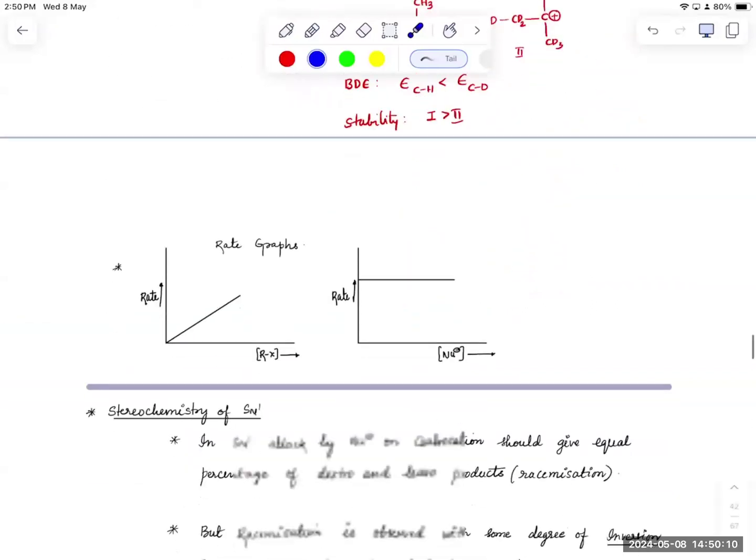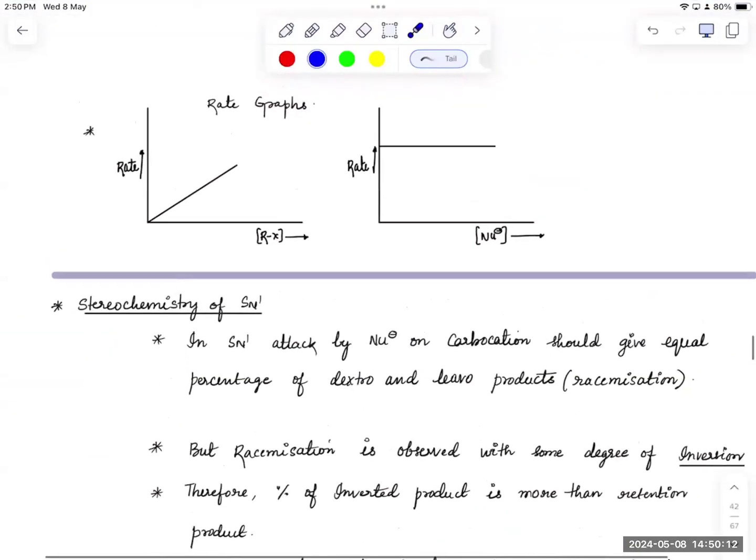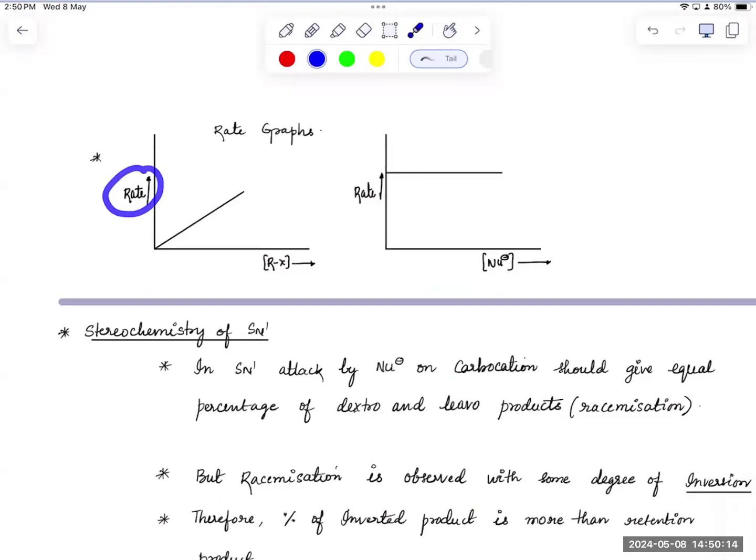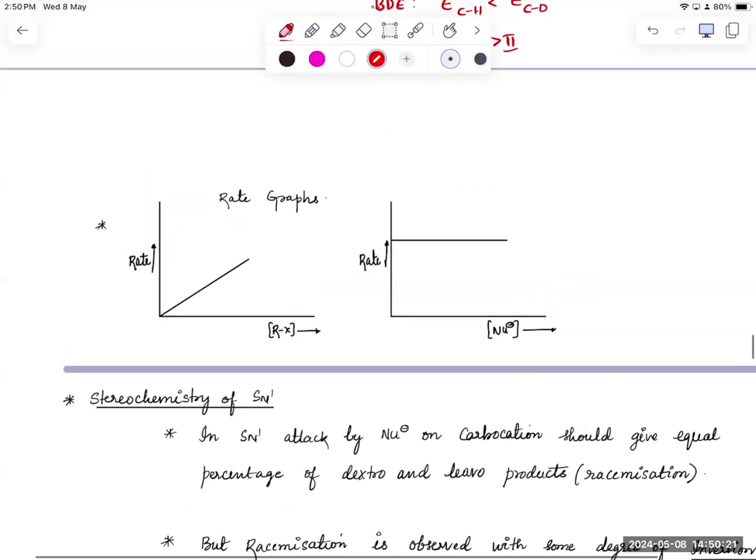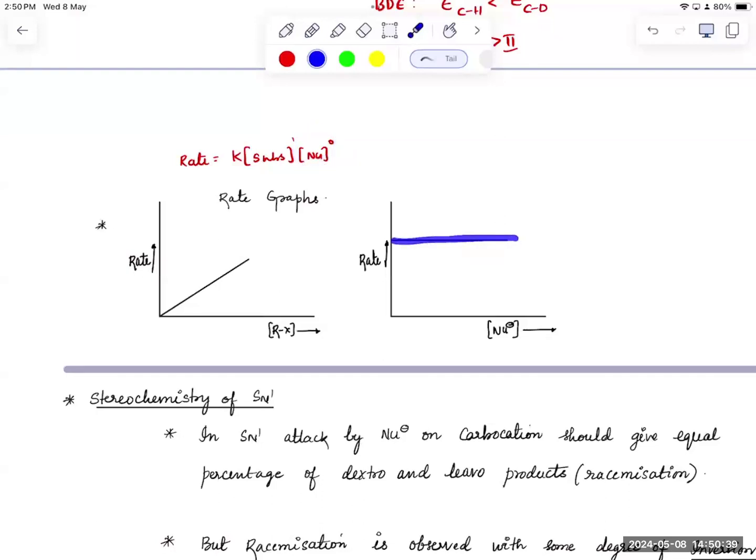Clear everyone? Check out the graph now. Rate versus the concentration of the reactant, substrate RX. It will vary linearly because we just learned that rate is equal to some constant times substrate concentration to the power 1. And for the nucleophile, the power is 0 here, so it is independent of nucleophile concentration. That's why, no matter how much you increase the nucleophile, the rate will remain the same.